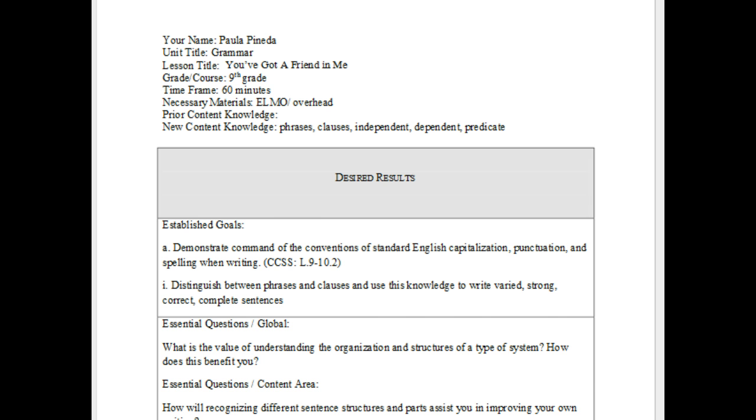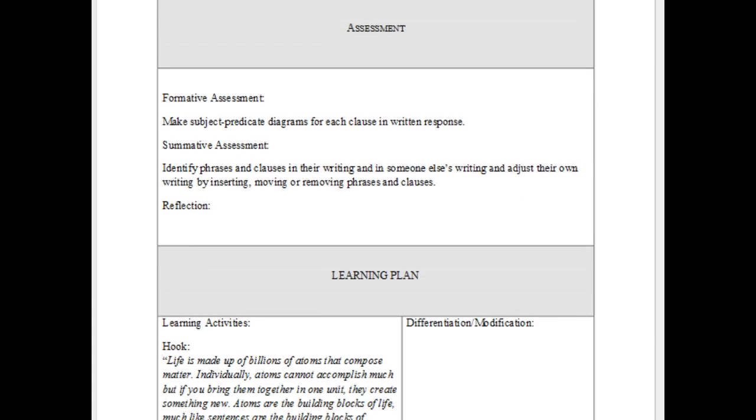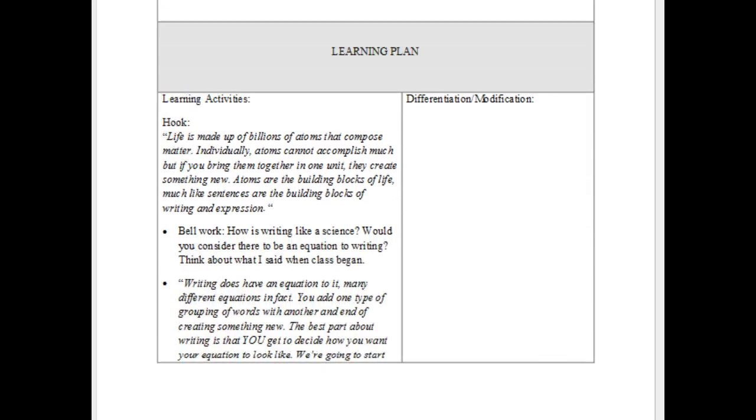So, okay, you've chosen an evidence outcome and your essential question, and your "students will be able to" is well aligned. I think that your assessment pieces are perfect. You're making the diagrams to make sure that they're good with it, and then they're going to look at someone else's writing and adjust their own. Nicely done, well aligned. I think that'll give you good information.